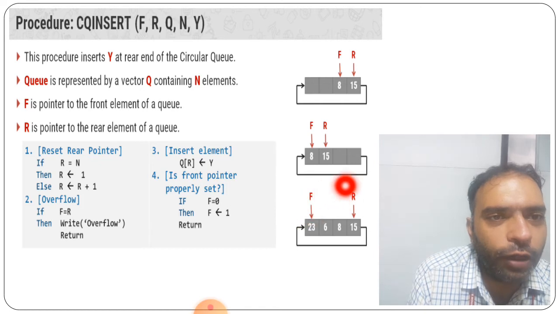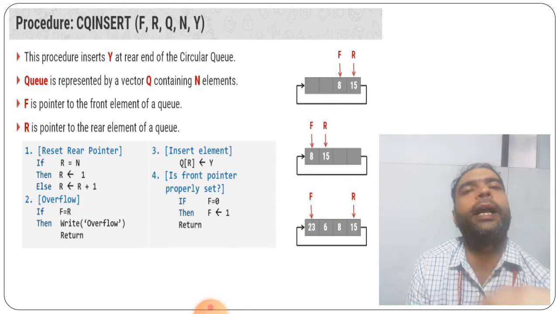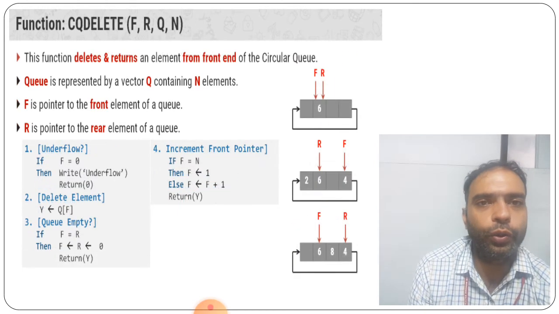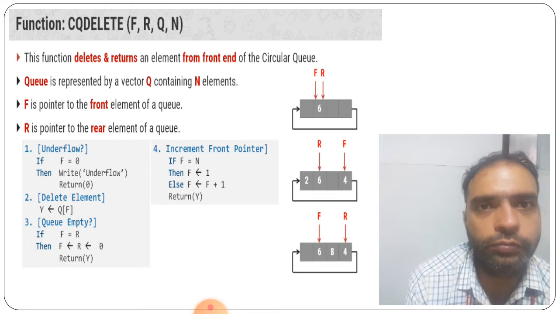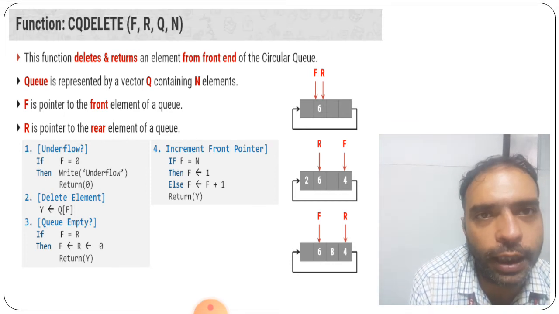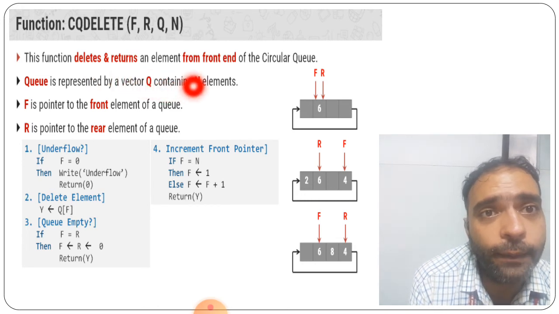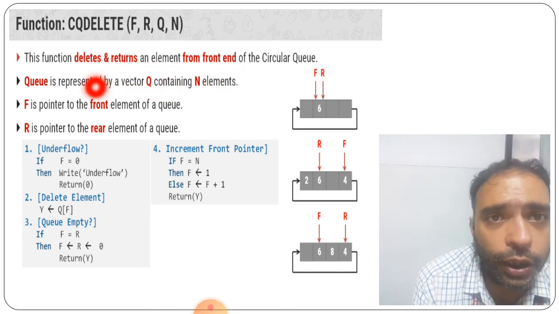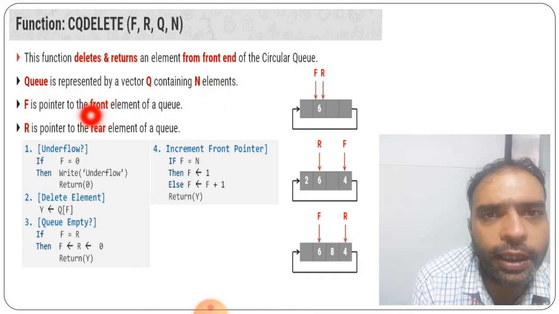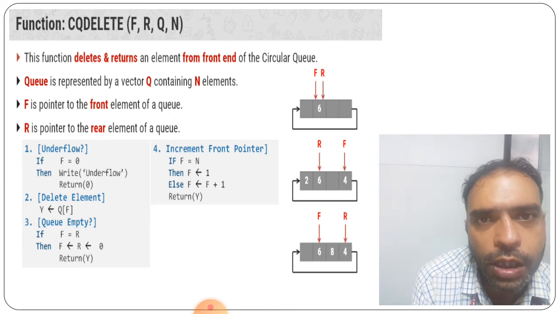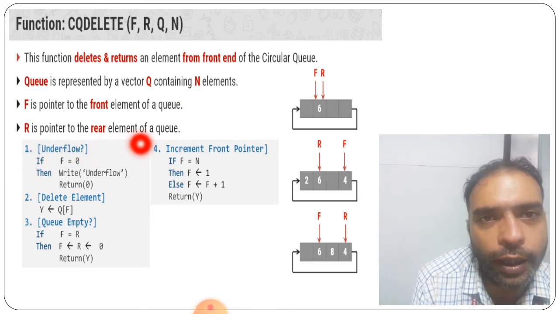So here, F और R को चेक करेंगे कि स्पेस अवेलेबल है या नहीं है, otherwise it will show the overflow part. Now this particular part will delete and return a function element from the front end of the circular queue. So one by one delete करने के लिए हम लोग F part use करते हैं जो front end में होता है, front element of the queue, और R part use कर सकते हैं जो rear element of the queue होता है.